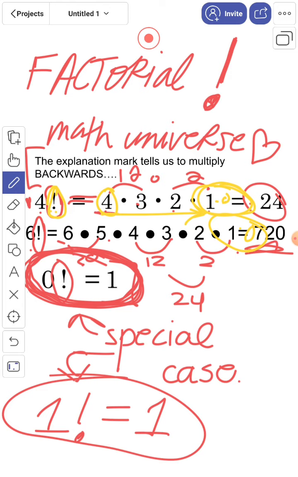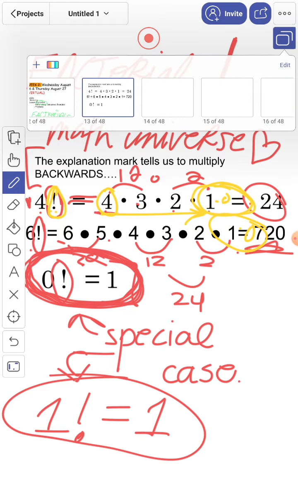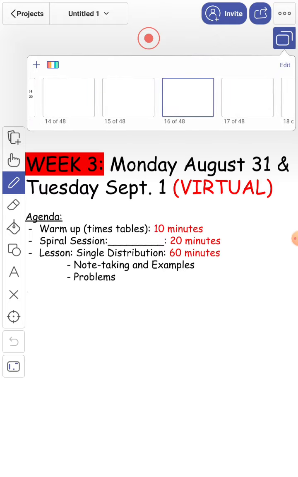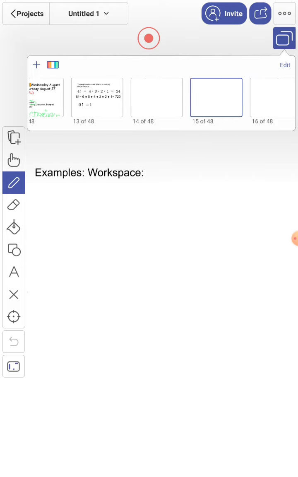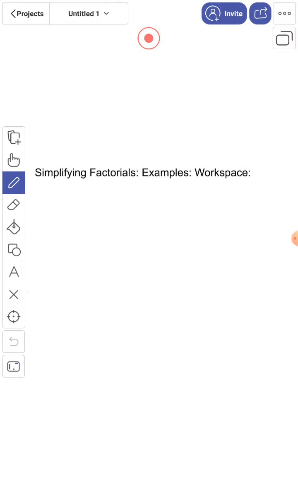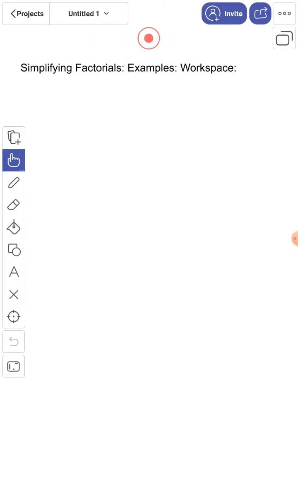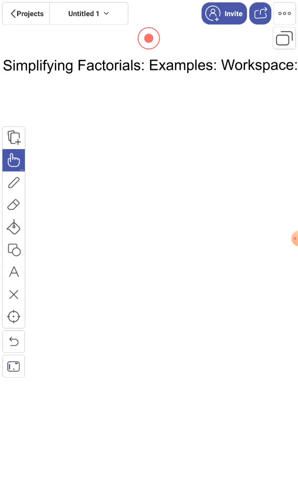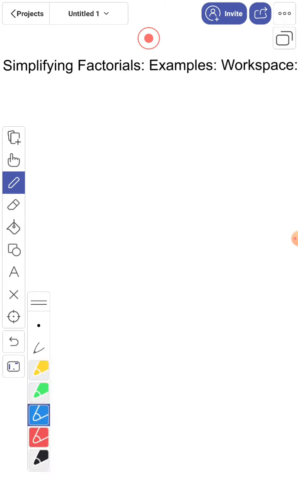So moving on. Next slide. Okay, so we have 2 more slides. So let's go ahead and do some examples. So just for fun, we're going to do evaluate.